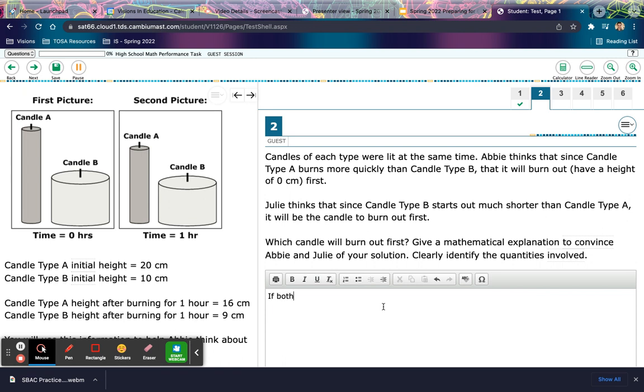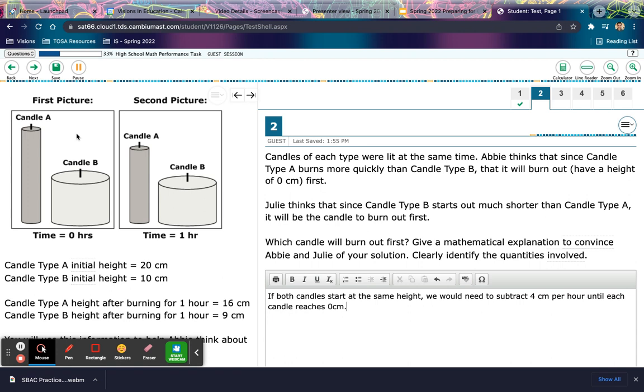if both candles start at the same height, we would need to subtract 4 centimeters per hour until each candle reaches 0 centimeters. That'd be a good start, and you could kind of later talk about whichever one reaches zero first, you would know that would burn out the quickest. It could be as simple as that. That would get you some points.